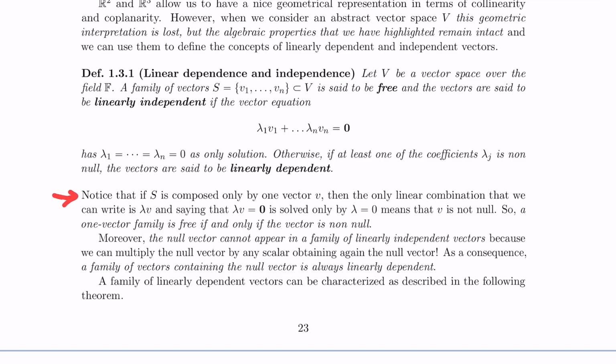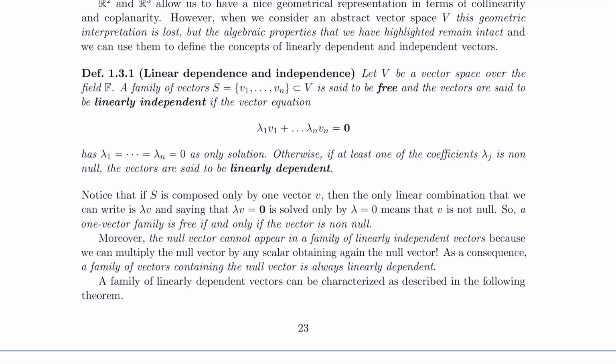Let's start with the first one, given by a family of vectors composed of just one vector. If we have just one vector, then the only linear combination that we can perform is to multiply this vector by a scalar lambda, and saying that lambda times v equals the null vector is solved if and only if lambda equals 0 means that v is not the null vector. So a one-vector family is free if and only if the vector that composes this family is not the null vector.